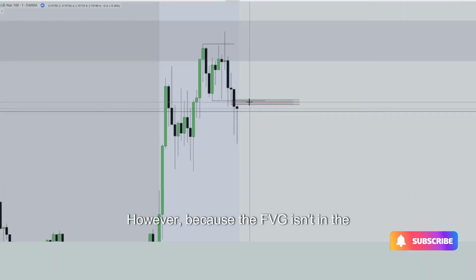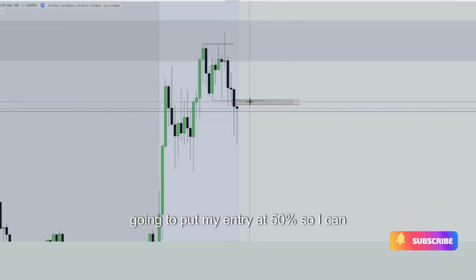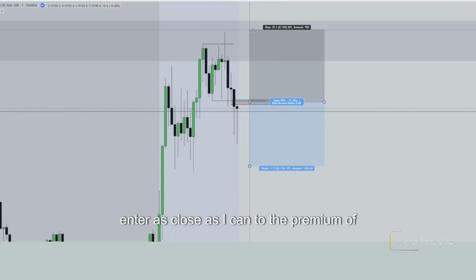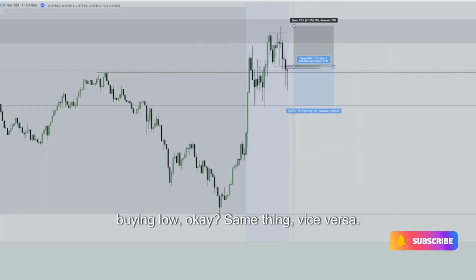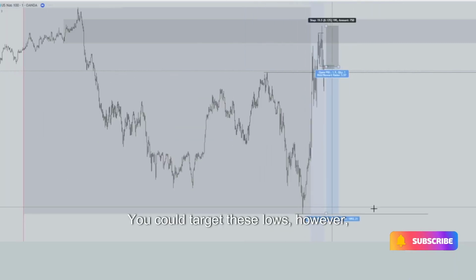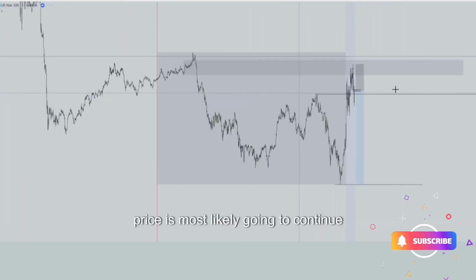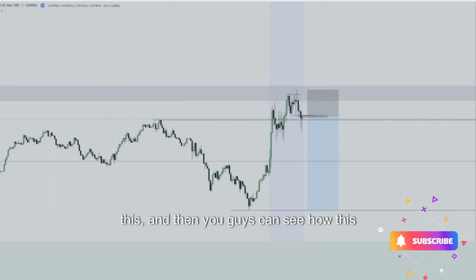However, because the FVG isn't in the premium of this displacement range, I'm going to put my entry at 50% so I can enter as close as I can to the premium of this range, because I do want to be selling high and then buying low, okay? Same thing, vice versa. And again, we just target the opposing liquidity. You could target these lows, however, because we are in a downtrend, price is most likely going to continue going lower, okay? Let me just get rid of this and then you guys can see how this plays out.